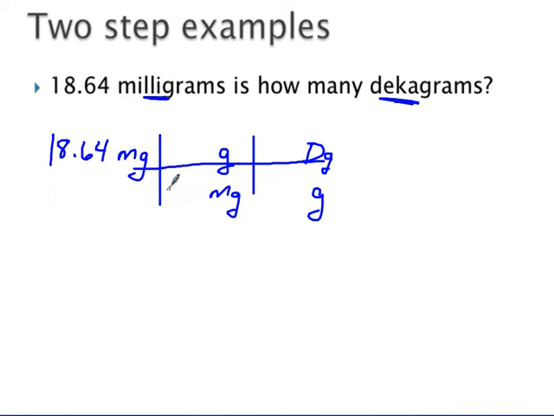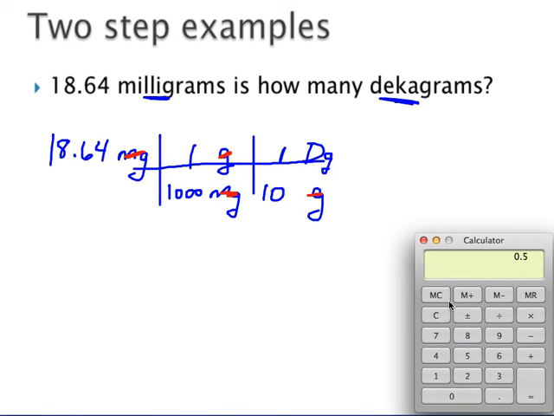Milligrams are really small, so there are going to be 1,000 milligrams in 1 gram. Decagrams, on the other hand, are huge, so there are going to be 10 grams for every 1 decagram. You might have to look up that conversion if you don't remember it, but deca in general means 10. So I'm going to make sure I set this up so that these are canceled. Milligrams cancels with milligrams. Grams cancels with grams, and we're going to end up with decagrams, which is what we want our answer to be in.